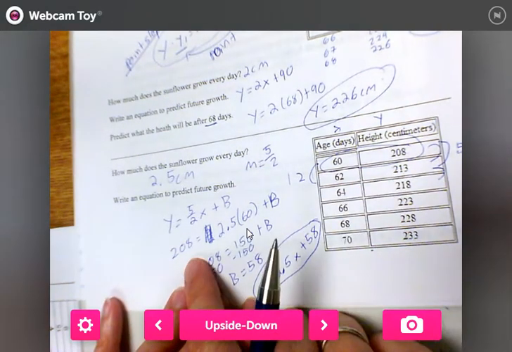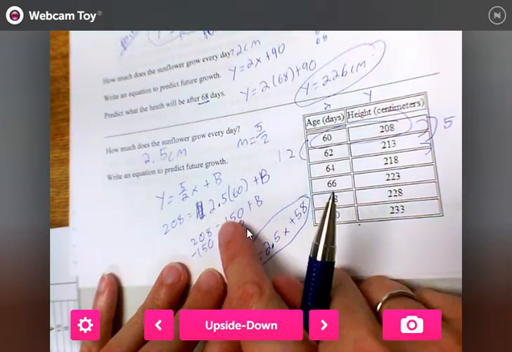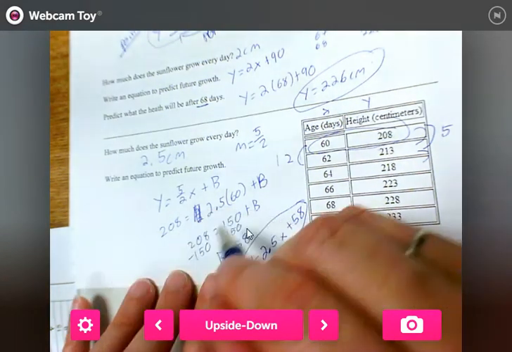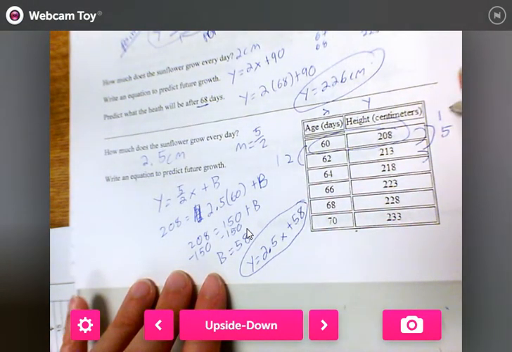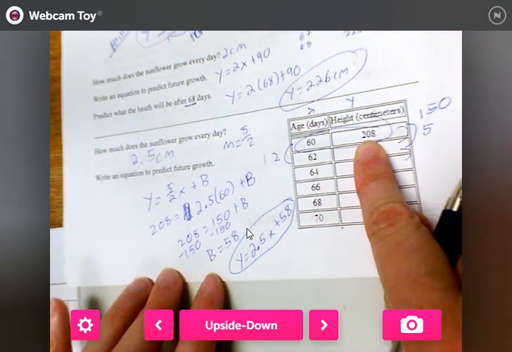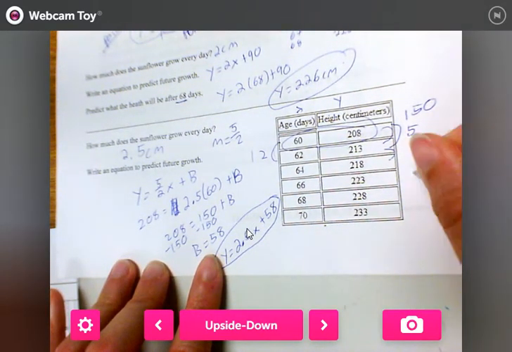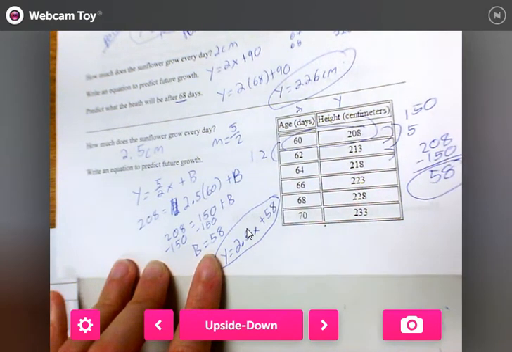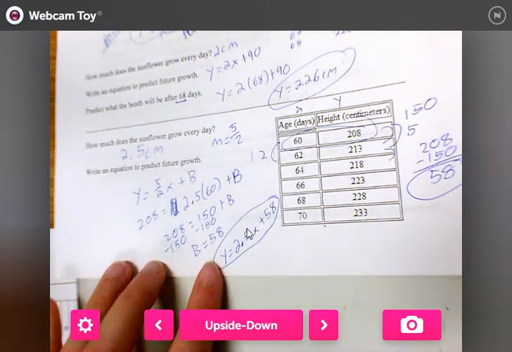So I plugged it in, which was a little bit different from what I did earlier. If I said it was 0, I could have done this all out and figured out that 2.5 times 60 is 150, and I want it to be 208, so then I just subtract. 208 minus 150 gives me 58. Okay, that's the other way if you didn't want to plug it in like this. Okay, let's turn this over.